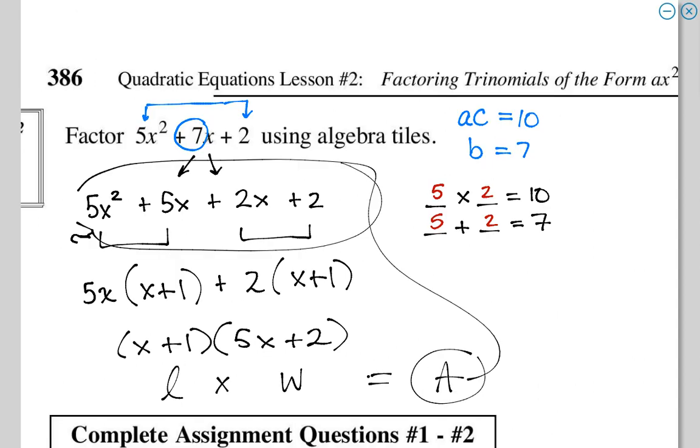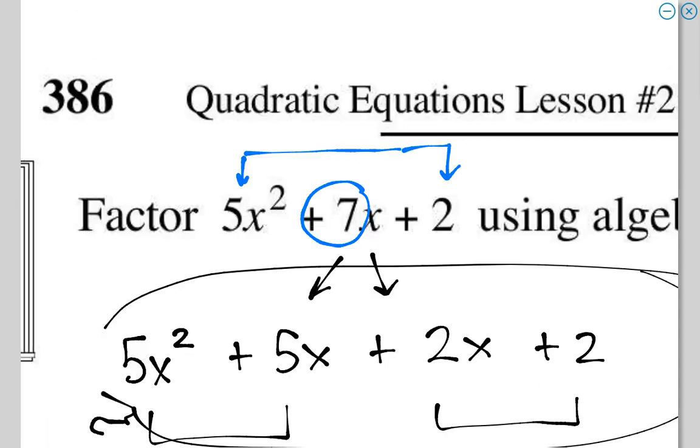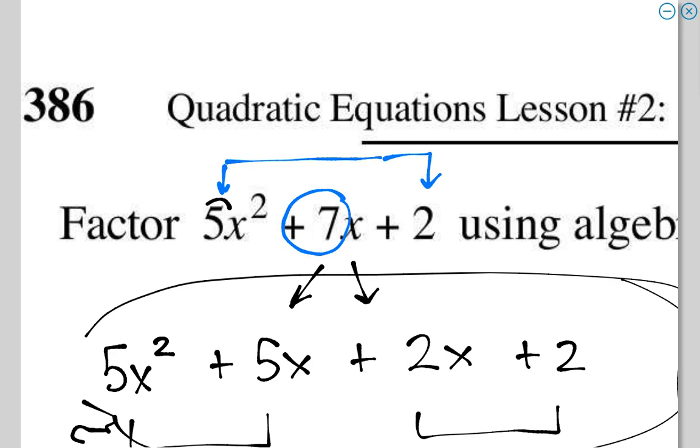And in 30-2, you often don't even get these ones with the a value not 1. You usually get the easier ones where a is 1 in the 30 level. So it's quite nice.